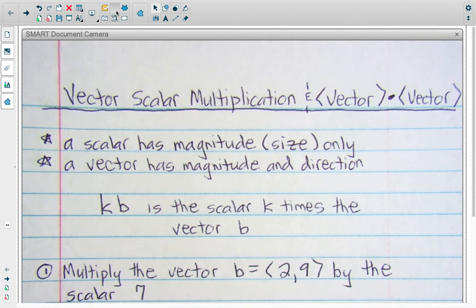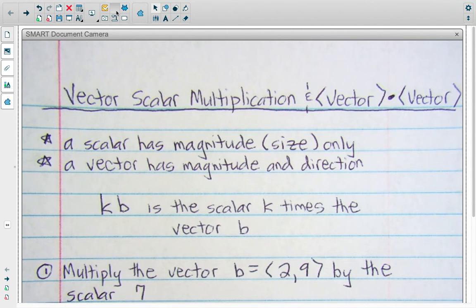A vector can be 2D if it just has an X and a Y, or it could be three-dimensional if it has an X, a Y, and a Z. So we'll take a look at a vector that's just two-dimensional, and then we'll take a look at some that are three-dimensional.